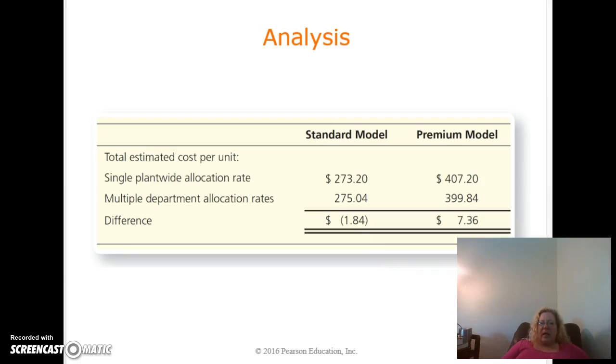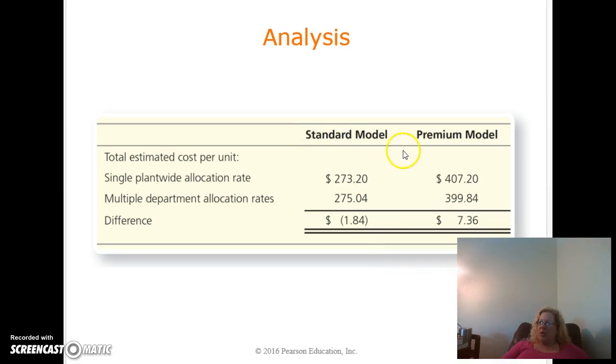Now that we have completed an estimated cost per unit using the 2 different methods, let's compare the results. Using a more refined allocation system with multiple allocation rates shows the standard model costs slightly more than originally thought, whereas the premium model costs less than was originally thought. The difference may not seem significant, but in today's competitive market, even slight differences can have an impact.